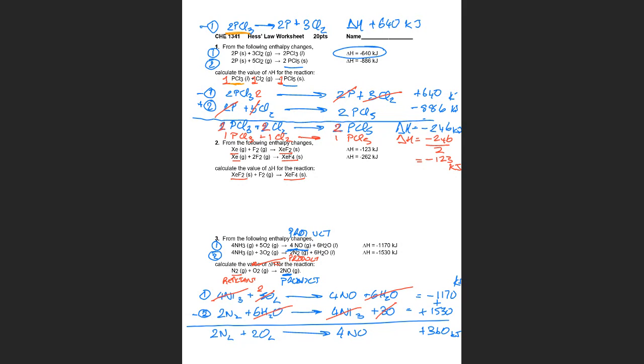But look, the question asks us to have one nitrogen and one oxygen making two nitrogen monoxides, and I found the value for 2, 2, and 4. So I'm going to divide this by 2. And my value is half of 360. And half of 360 is 180. Okay?